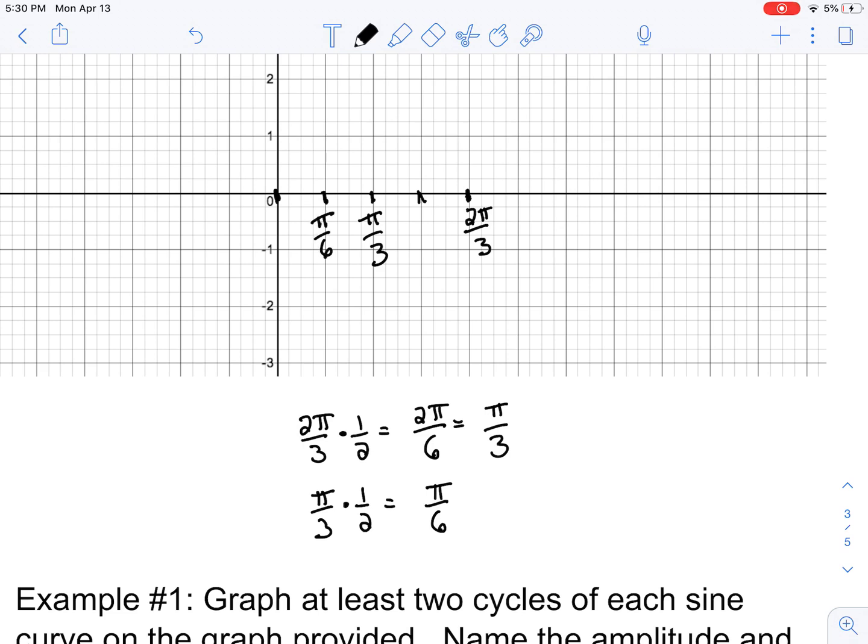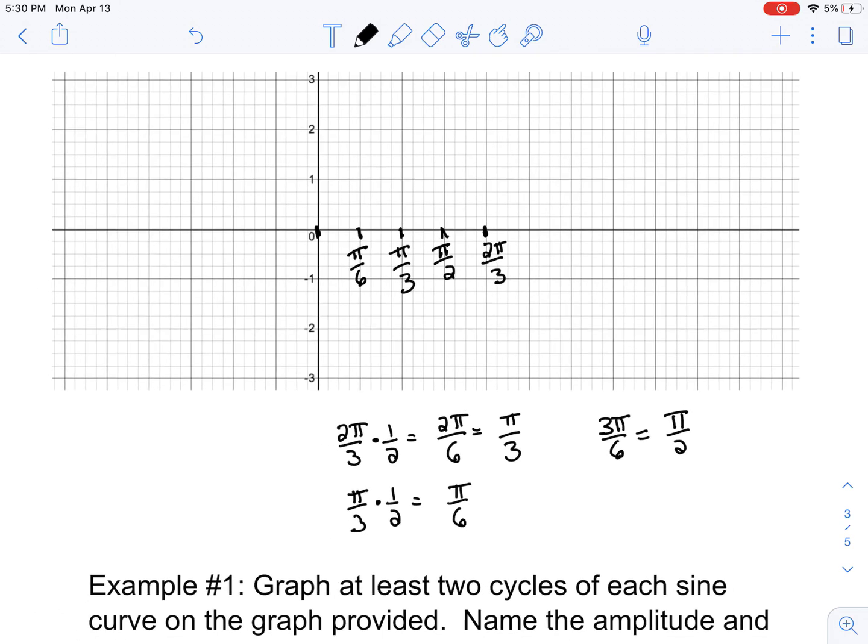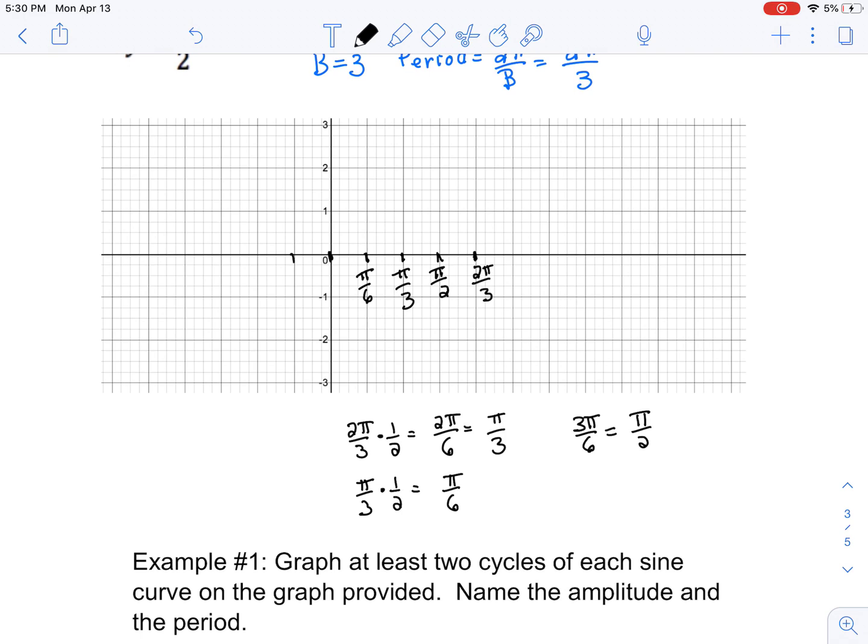Once I have those distances, then I count over. So to find my next marking, that third one over, I think pi over 6, 1 pi over 6, 2 pi over 6, 3 pi over 6 is going to be the next one, but 3 pi over 6 simplifies down to pi over 2. So this is going to be pi over 2. I'm going to have to do 2 cycles, so I'll go in the negative on the other side.